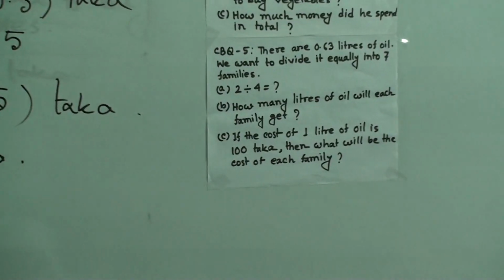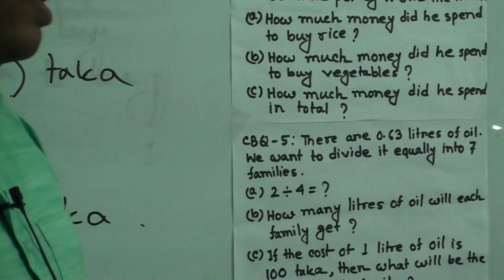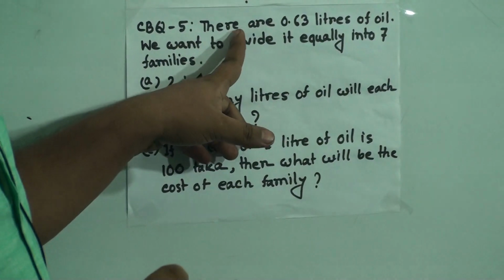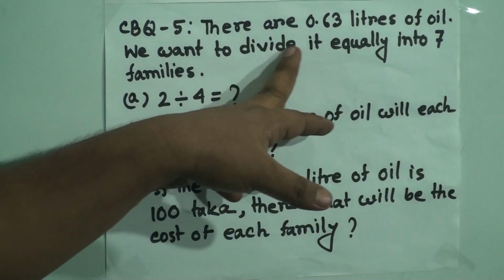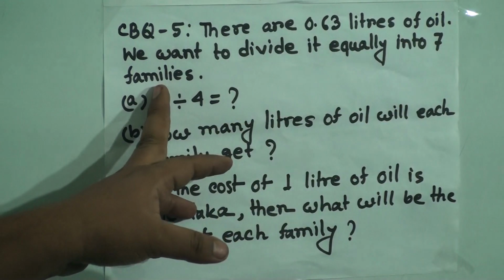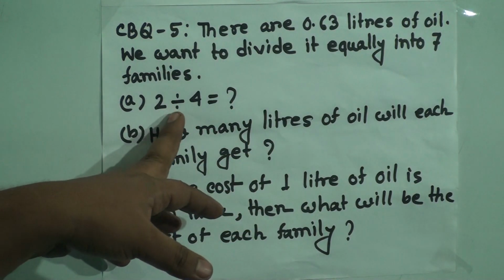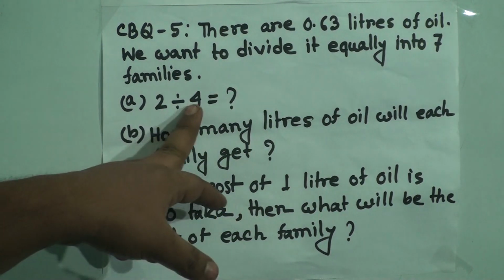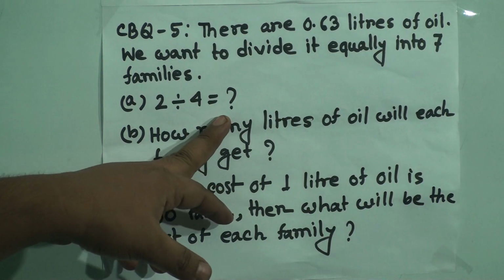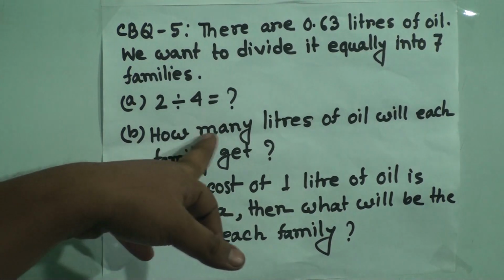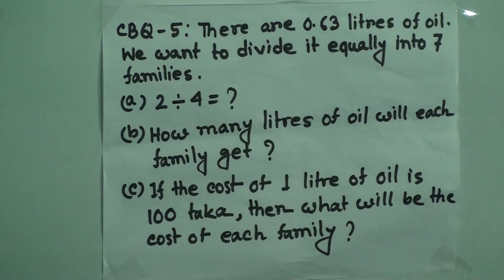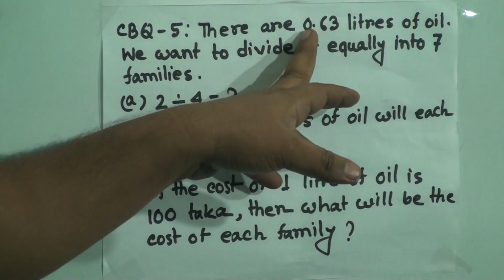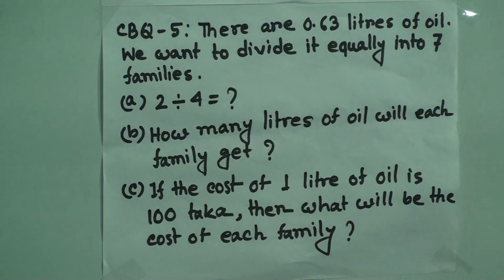Now I shall give you a question as your SW, which is CBQ number 5. There are 0.63 liters of oil. We want to divide it equally among 7 families. Question number A, 2 divided by 4. That means we divide 2 by 4 and we get a decimal number. B number question, how many liters of oil will each family get? That means my dear student, 7 families get 0.63 liters. So one family gets how much? We do division and we get the answer.